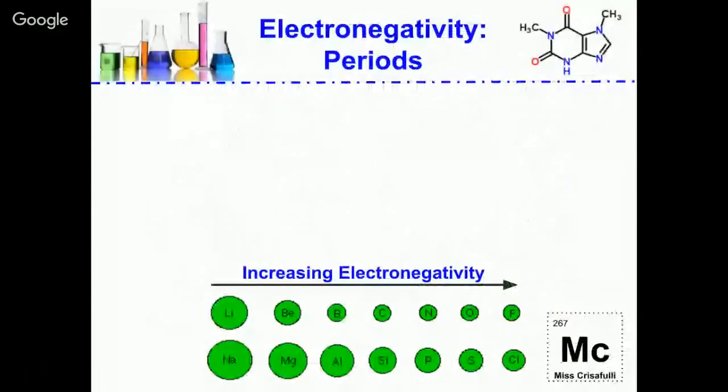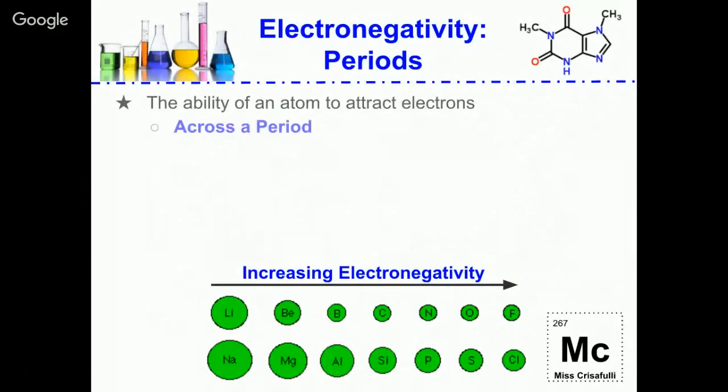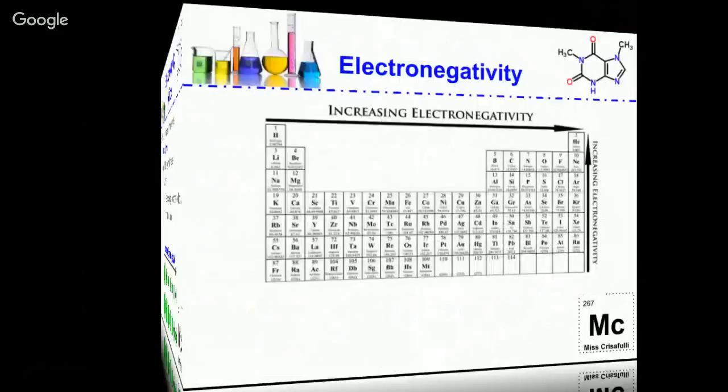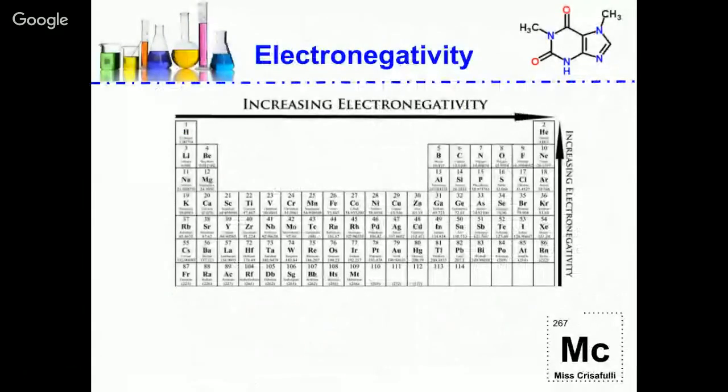So now let's talk about electronegativity going across a period. Remember, electronegativity is the ability of an atom to attract electrons. As you go across a period, electronegativity is going to increase. It's going to be easier for those elements to gain electrons because you're going from metals to nonmetals. This is because there's going to be a stronger nuclear charge, which is going to attract more electrons. So your overall trend for electronegativity is going to be increasing from left to right and also increasing from bottom to top.